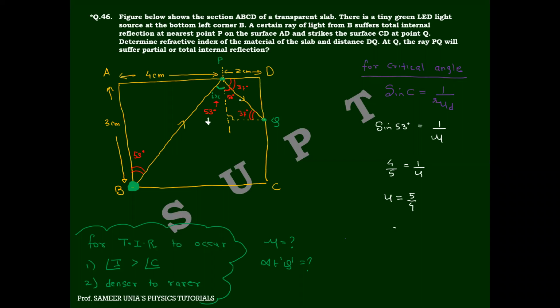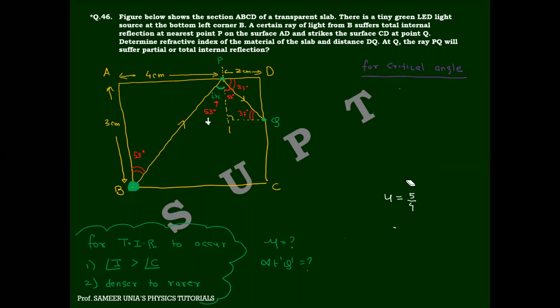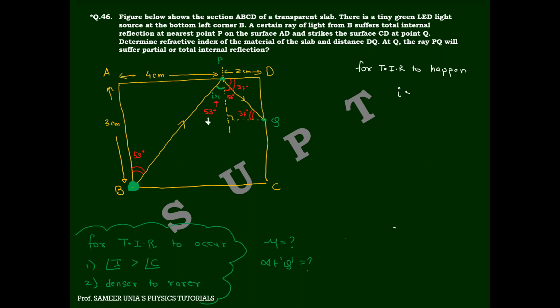या तो आप ऐसे भी इसको सॉल्व कर सकते हैं. देखो, दूसरा तरीका मैं आपको बताता हूँ सॉल्व करने का. Can I say for TIR to happen, look carefully. What am I doing? For TIR to happen, you have told me what? I should be greater than C. So can I say sine I should be greater than sine C? So sine I should be greater than 1 upon mu.